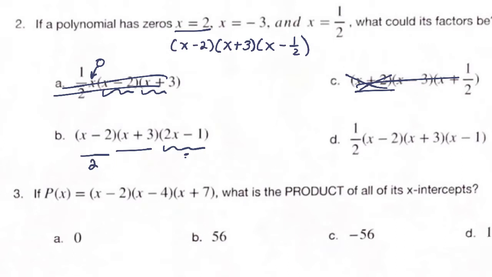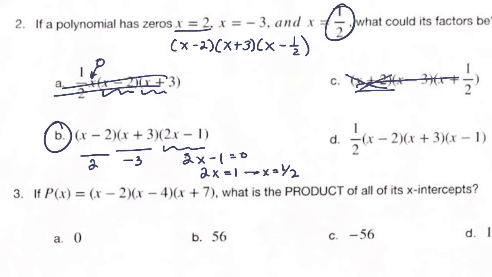Clearly, x minus 2 gives you 2. -3 from the x plus 3. And 2x minus 1, if you set it equal to 0 and solve for x, divide by 2, yeah, it gives you that half. There it is. This one gives you the 2, the -3, but this just gives you a 1 for a solution. This half is just a factor of 0.5. It doesn't give you another solution.